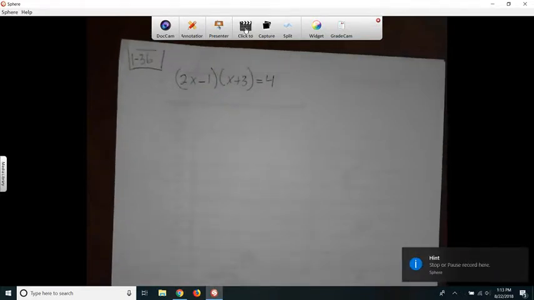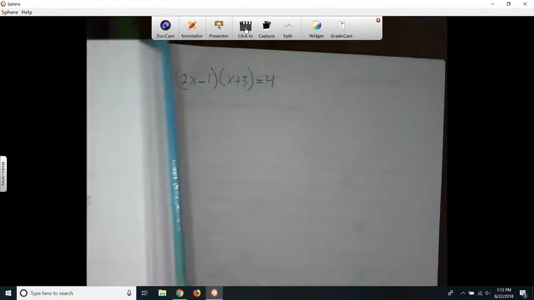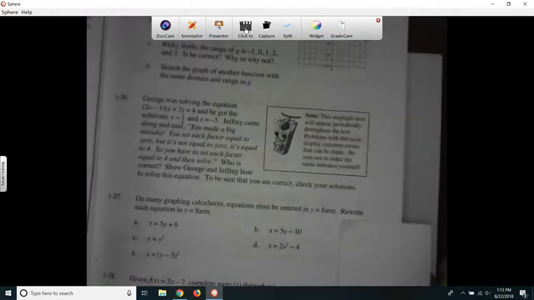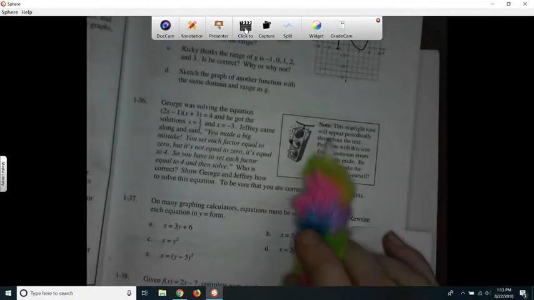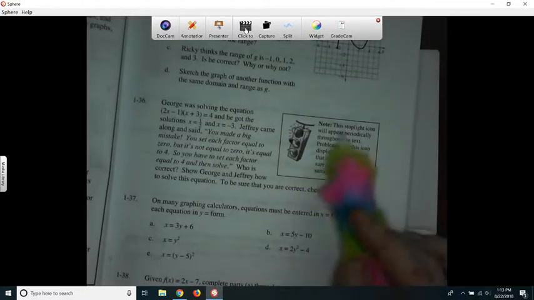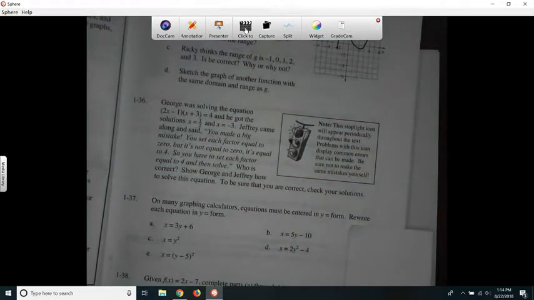Integrated 3, this is problem 1-36. So in this problem, it's a stoplight problem, so that means it's kind of showing a common mistake that people make.